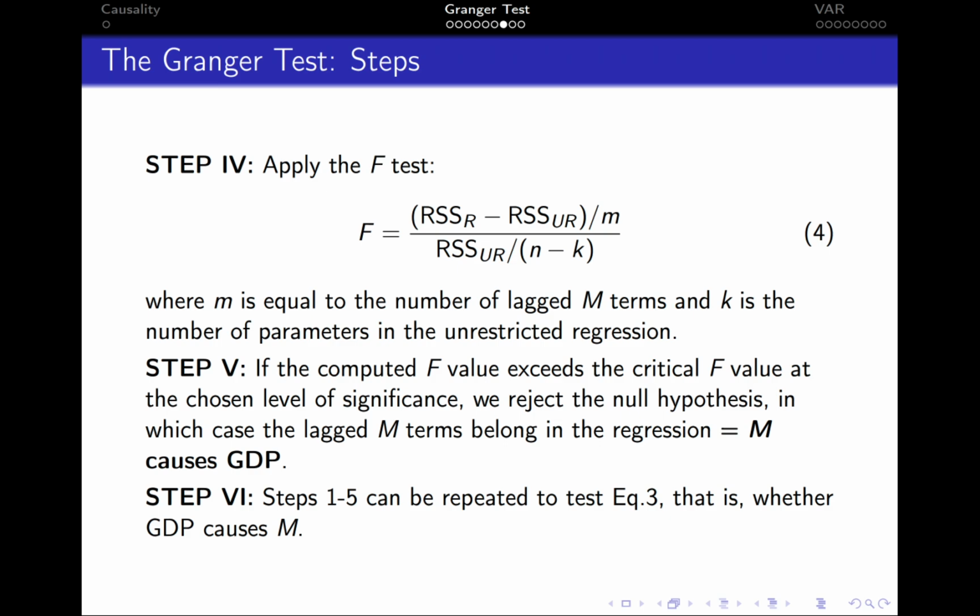And if we find out that the computed F value is higher than the critical F value at the chosen level of significance, then we can reject the null hypothesis, in which case the lagged M terms belong in the regression. So we can say that M Granger causes GDP. And the same steps can be repeated to test the other equation, the equation for GDP, that is, whether GDP Granger causes M.